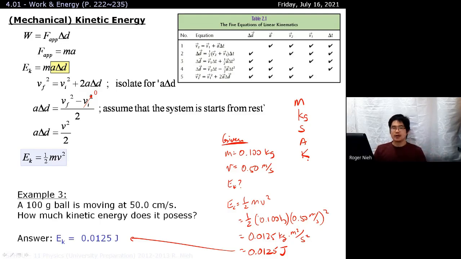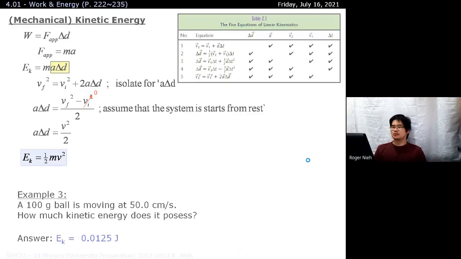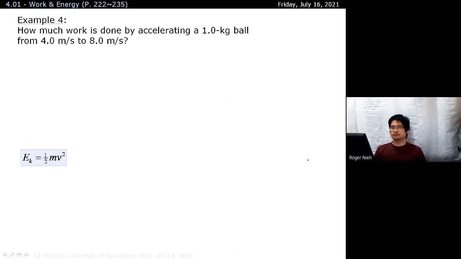I know I'm running out of time, so I got to cut to the chase. All right, well, let's get to our next example. How much work is done by accelerating a 1 kilogram ball from 4 meters per second to 8 meters per second?